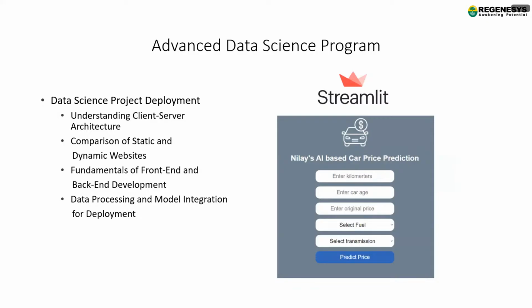Last but not the least, data science project deployment. As you can see here on my screen is a web application built using the Streamlit platform. Here you just enter the information, and on a click of this predict price button, a machine learning model is used to predict the price of the used car. So whatever you have learned so far, be it data analysis, machine learning model building, or web applications, you are integrating all that knowledge into the development of this project.